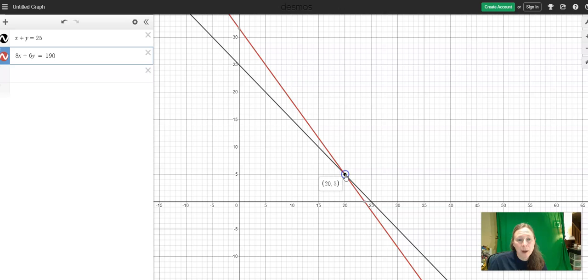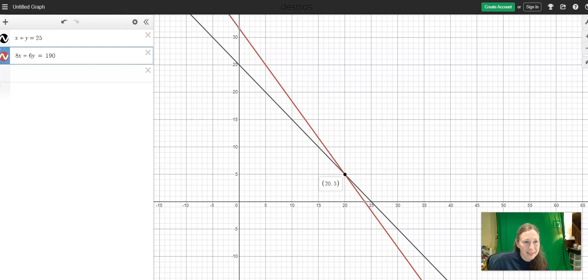And that's where you have 20 of the long tables and 5 of the round tables. So I know that 20 plus 5 add up to 25, so that works. And then if I do 8 times 20, that's 160. And 6 times 5, that's 30. 160 plus 30 is 190. So this is the one combination that meets both of those constraints. It's the solution to the system of equations.